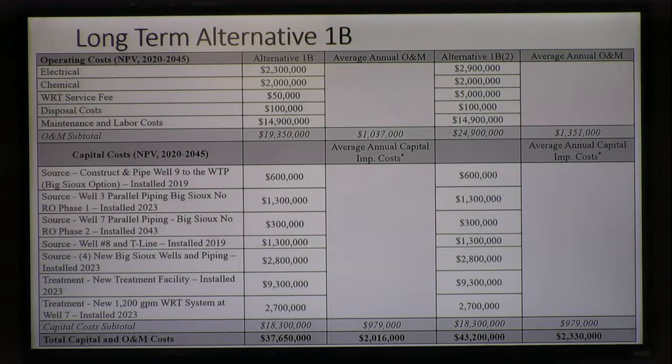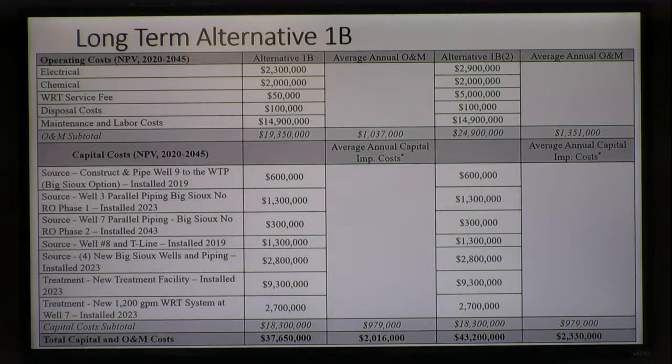So there's sort of a low-end version and a high-end version for this. If you see well 7 being used in a big way, you can ramp up that service fee. So now this alternative 1B2 is we're going to utilize well 7, we got the treatment, we might as well utilize it. But if you do that, you're going to pay more for regenerating that material.